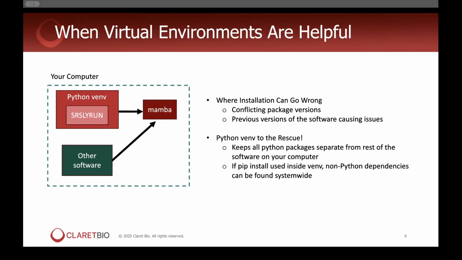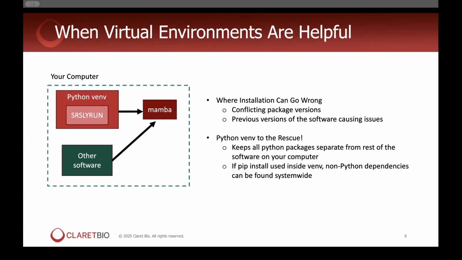And so this makes it so, for example, if you were to create a Python virtual environment and install srslyrun into it, it would be fully separate in its safe little bubble away from all the other Python packages that could be causing these conflicting issues where installation was having trouble before. But what's great about this too is that even though you have your package separated from all of the Python packages, it still has access to all the non-Python packages present on your computer. So as you can see in this diagram here, if we were to create a Python virtual environment with srslyrun, it would still have access to Mamba, as would other software.